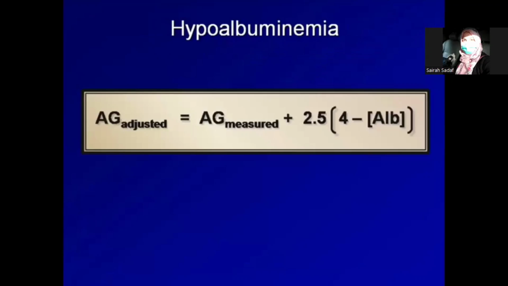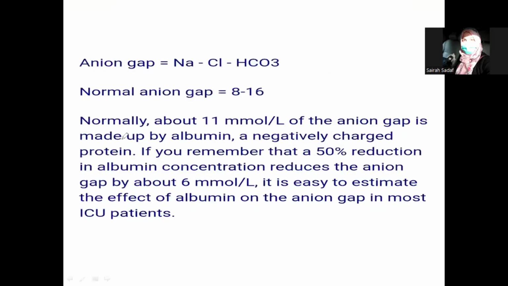About hypoalbuminemia. What is the link of hypoalbuminemia with the anion gap? Normally about 11 millimole of the anion gap is made up by the albumin, a negatively charged protein, the anion. If you remember that a 50% reduction in albumin concentration reduces the anion gap by about 6 millimoles, it is easy to estimate the effect of albumin on the anion gap in most ICU patients. So albumin is very important when you are calculating the anion gap.